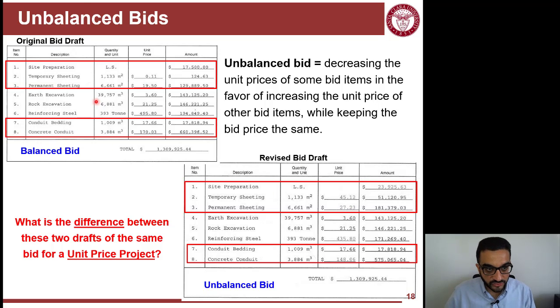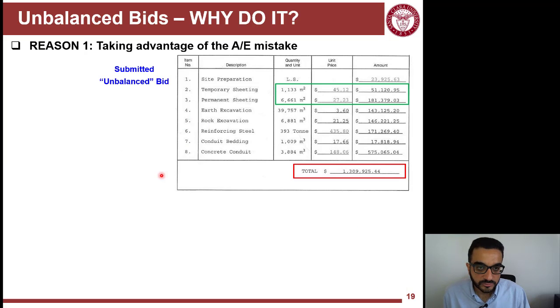This is the realistic estimate. This is what you come up with initially when you estimate the numbers and the unit prices. But then you make some changes to it, so you do unbalancing here. Unbalancing means you decrease the unit prices of some bid items in favor of increasing other unit prices, while you keep the same bid price. So why do people do that? The first reason is taking advantage of a mistake made by the architect or engineer, specifically quantity mistakes.